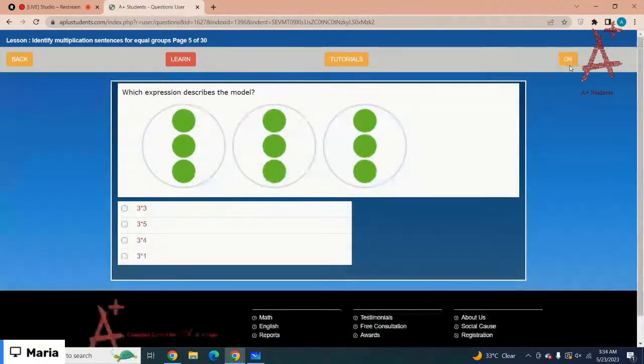Okay, which expression describes the model? So which is the correct option? It would be 3 times 3. Got it? You can see you have three models each with three dots. So it would be 3 times 3.